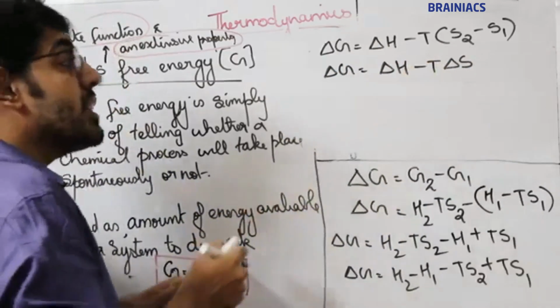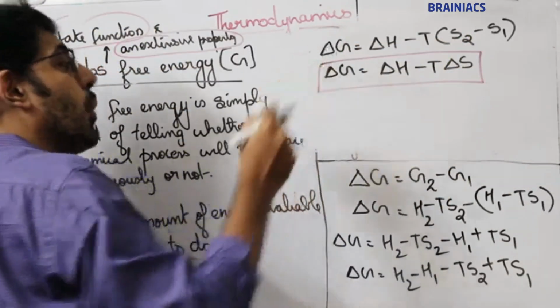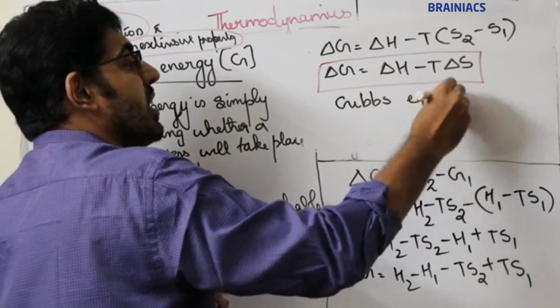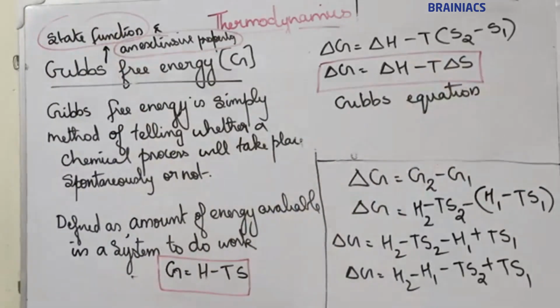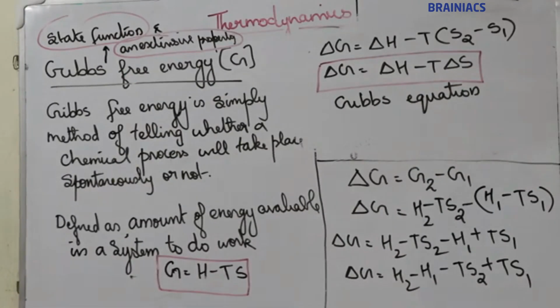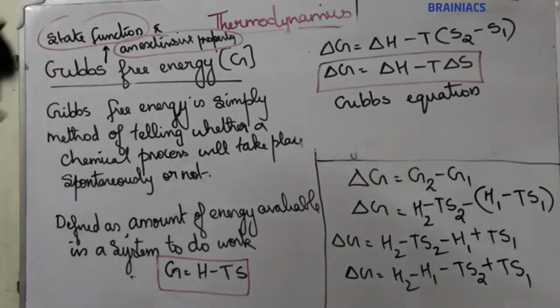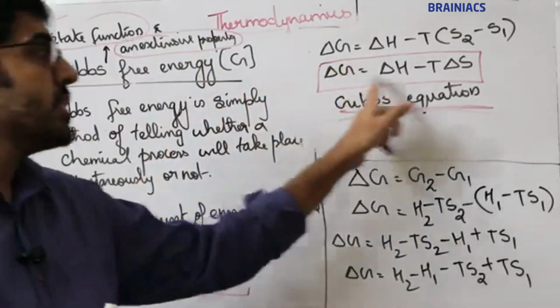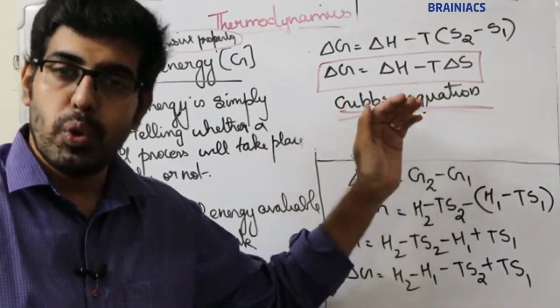I think it's clear. This equation is known as Gibbs equation. And this equation has one more name: it is also known as Gibbs-Helmholtz equation. I think it's clear. Gibbs equation or Gibbs-Helmholtz equation. In your NCERT textbook, this equation is given as Gibbs equation. So you can study this equation.